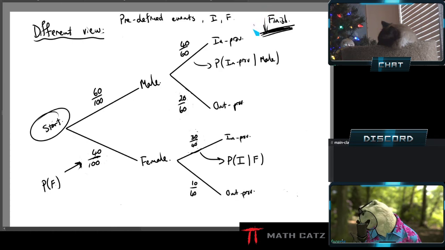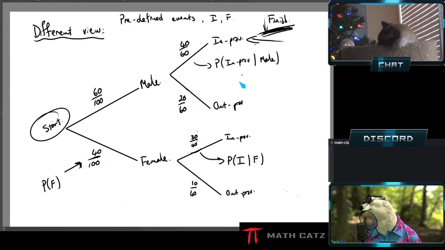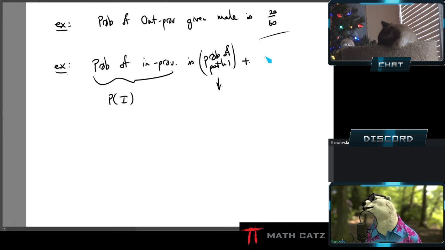So now I don't have a choice. I have to go start to finish, take the male path, and get to in-province. Yes, I could take this top one. So I'll call them path 1, 2, 3, and 4, just so my sketch doesn't get messy. So it's the probability of path 1, which will have an answer. But also, I have to add them together. I can also get an in-province person with path 3. Probability of path 3.